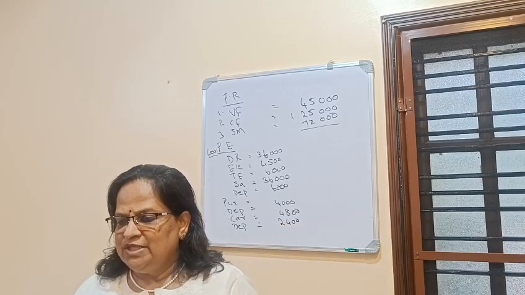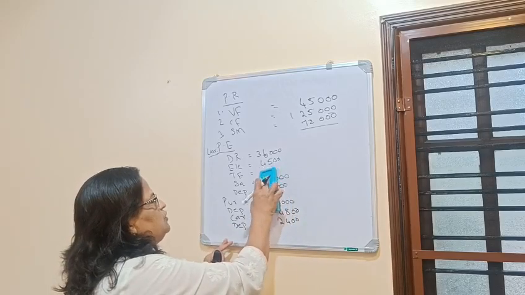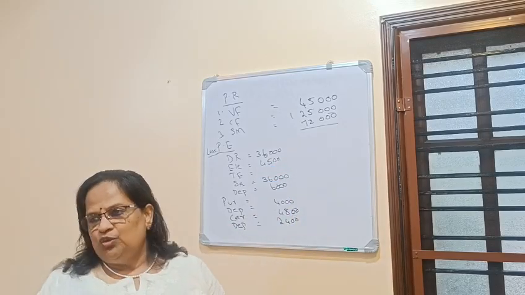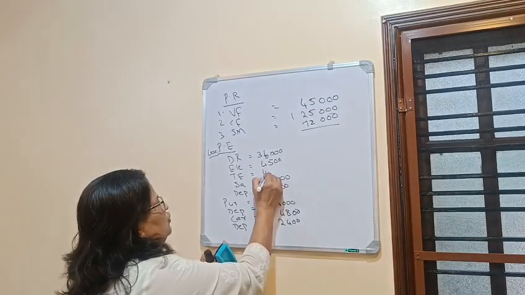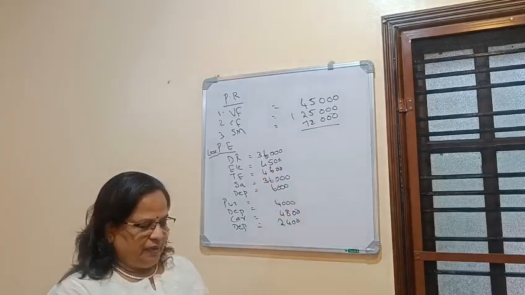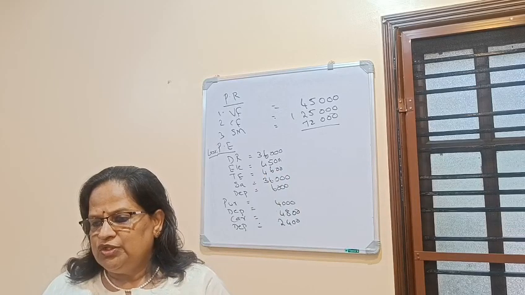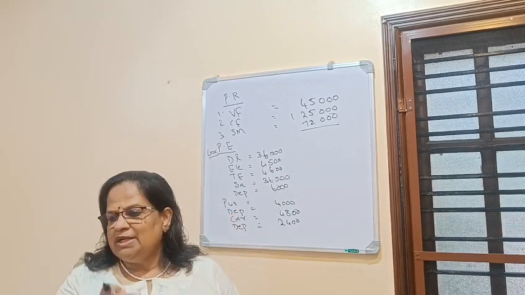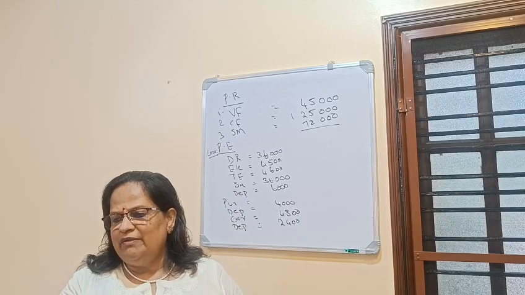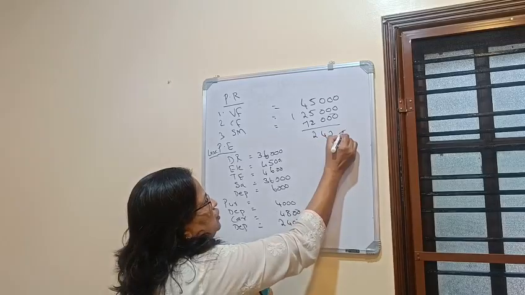Now, telephone expenses include 40% for personal use. Telephone expenses 6,000, so we have to reduce 2,400. So it will become 3,600. Now, opening stock of medicine 6,000. Closing stock was 4,000. So here visiting fees 45,000, consultation fees 1,25,000, sale of medicine 72,000. So this total is 2,42,000.